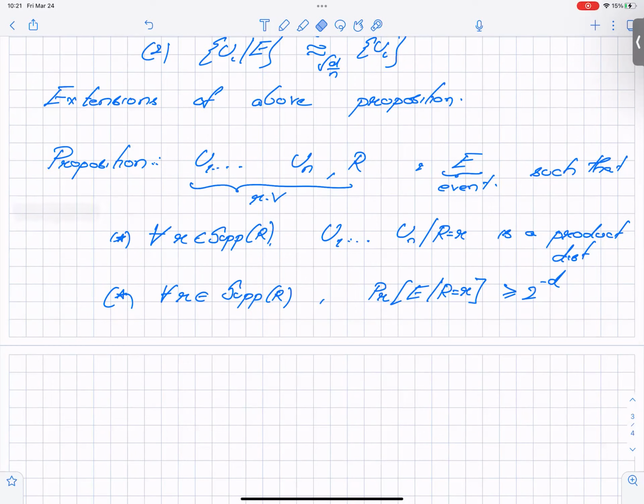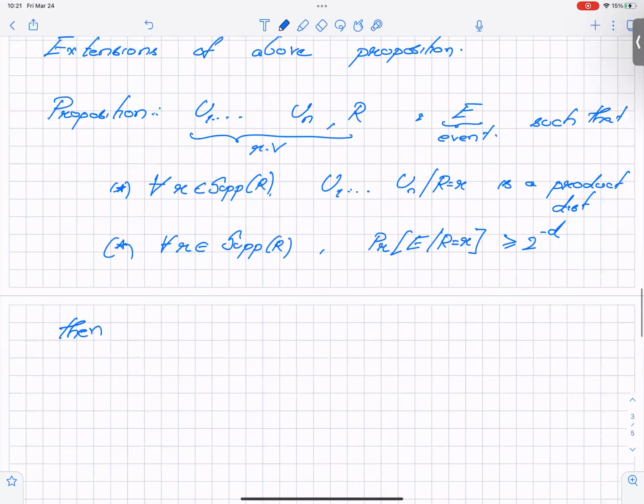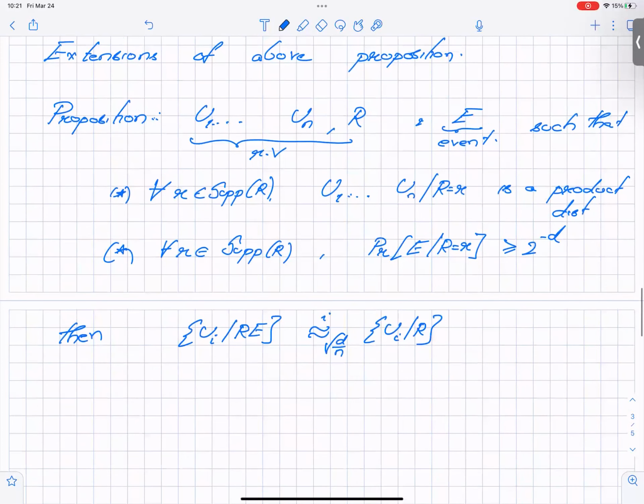So then I want to say that UI conditioned on R and E, and UI just conditioned on R, also has the same feature. And this is just one convexity argument. This is true for every r in R. There will be a probability of R equals this one, and there will be a convexity to push that inside. So this should be trivial from what we have. This is proposition 1.1.